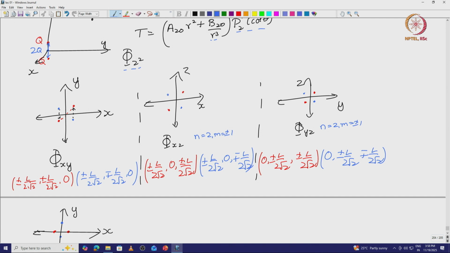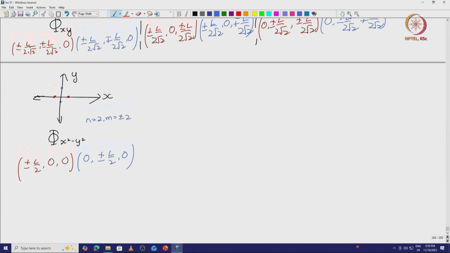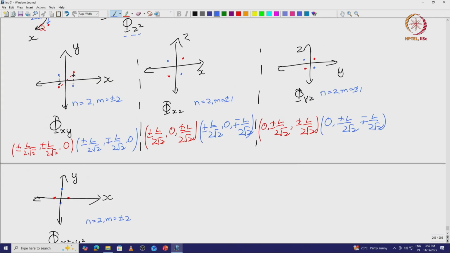So, linear combinations of n is equal to 2 and m is equal to plus or minus 1 give you phi x z and phi y z. Linear combinations of n is equal to 2, m is equal to plus or minus 2 give you the phi x y and phi x square minus y square. So, those are the quadrupole moments.